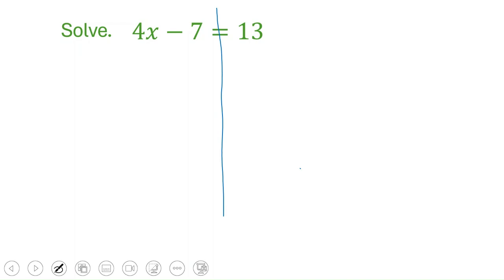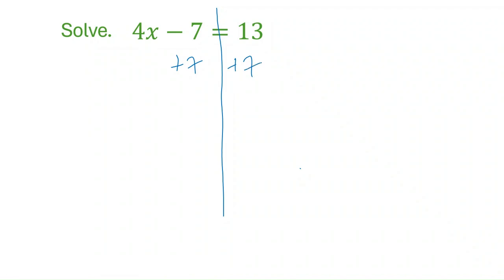So we're going to start by doing any addition and subtraction that we see. And I see that 7 is being subtracted, so I'm going to do its inverse operation, or the opposite of subtraction, which is adding. So I'm adding 7 to this side. What I do to one side, I have to do to the other side.